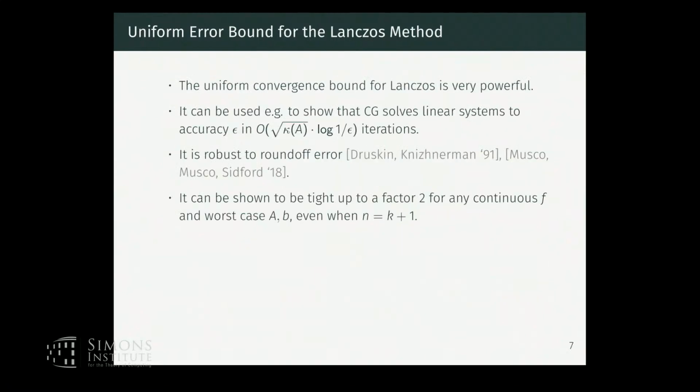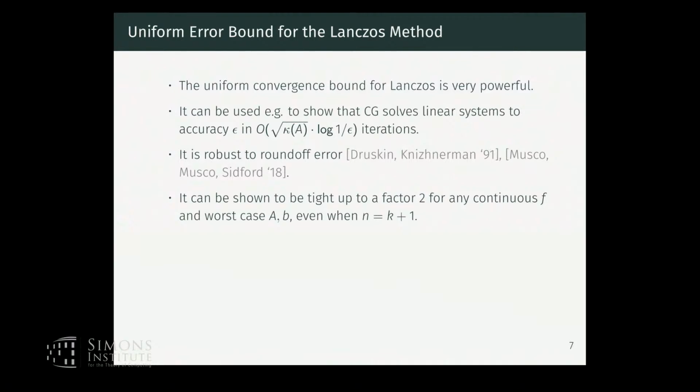Okay. Let me just remark some things on this. This is a very powerful convergence bound. One thing you could use it to show is, for example, that we know conjugate gradient or other optimal Krylov methods can solve linear systems to accuracy epsilon in roughly square root condition number times log 1 over epsilon iterations. This uniform approximation bound would be enough to show that. You just show you can approximate the inverse function with a polynomial of degree roughly root condition number.